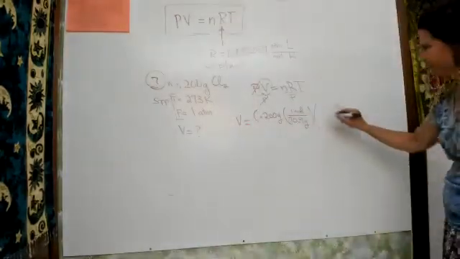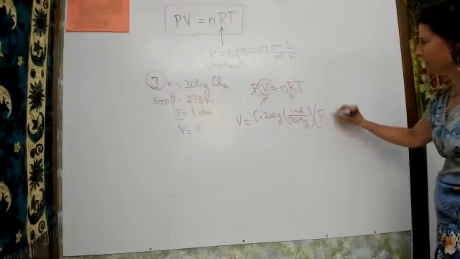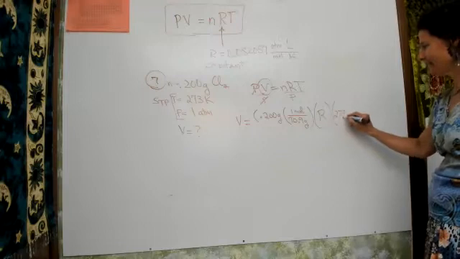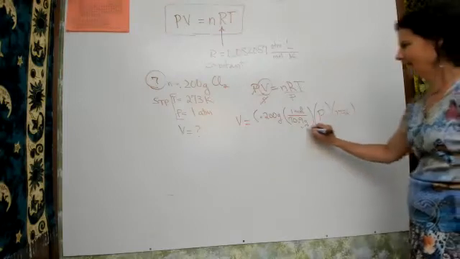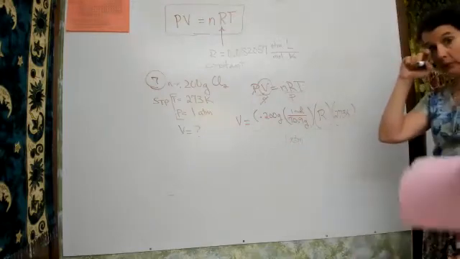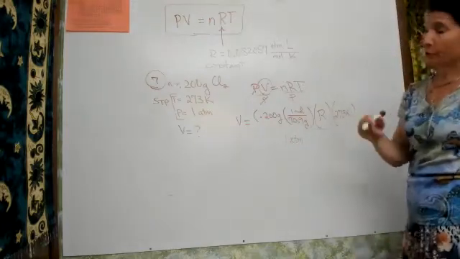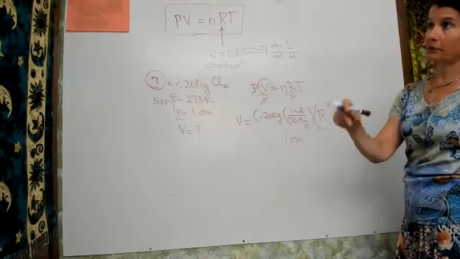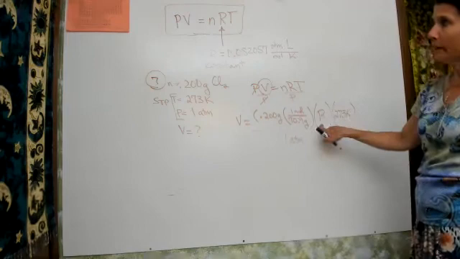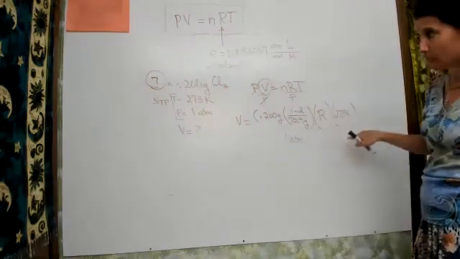So I'm going to show you a trick. You can just write R, and then temperature is 273, and we would divide by 1 ATM. Like with Avogadro's number, I've told you, you don't have to keep writing 6.022 times 10 to the 23. Same with R. You can just write a capital R.